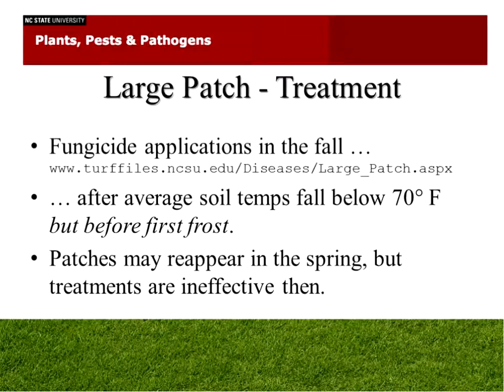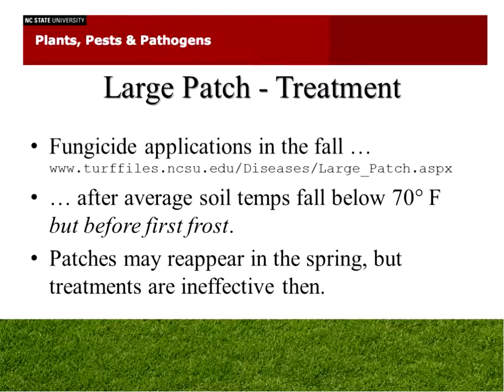What should you do about it? Well, the thing that you can do, it turns out, is make fungicide applications in the fall. And there's the link to the Turf Files website. If you don't get the whole thing there, you can just go to www.turffiles.ncsu.edu and navigate from there. It's a very extensive, thorough website about not only turf disease problems, but other issues and how to select turf grasses.